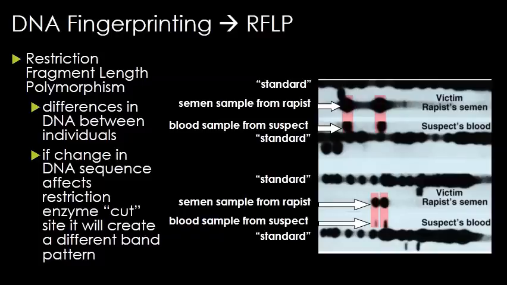The first ever case that this was used forensically is shown below, where the semen sample from the rapist was matched against a blood sample from the suspect to determine that the rapist was in fact guilty.